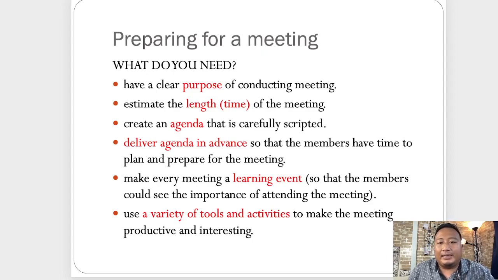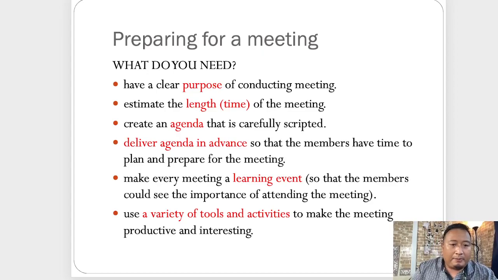Make every meeting a learning event so that the members could see the importance of attending the meeting. Use a variety of tools and activities to make the meeting productive and interesting. I'm planning to have the meeting online, so that you can use your screen to present to me the things that you need to discuss, or maybe your agenda online, so you can have some interactive ways to show the other participants.